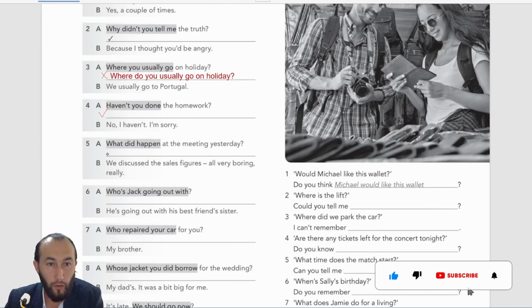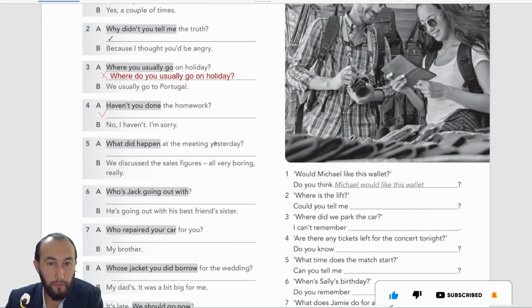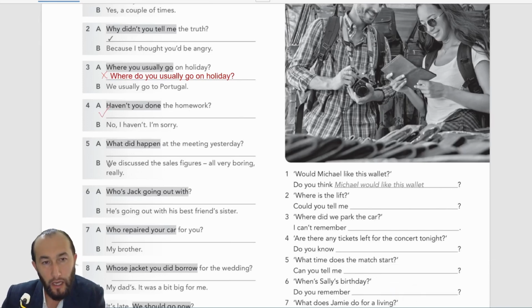Number 5, what did happen at the meeting yesterday? As we've discussed in the session, that is a subject question, guys. Subject, like we discussed the sales figures. So when we want to make a subject question, we're not going to use an auxiliary, guys. Basically, we're going to replace the subject with the question word, and then the rest of the sentence stays untouched. So it's going to be what happened at the meeting yesterday, right?